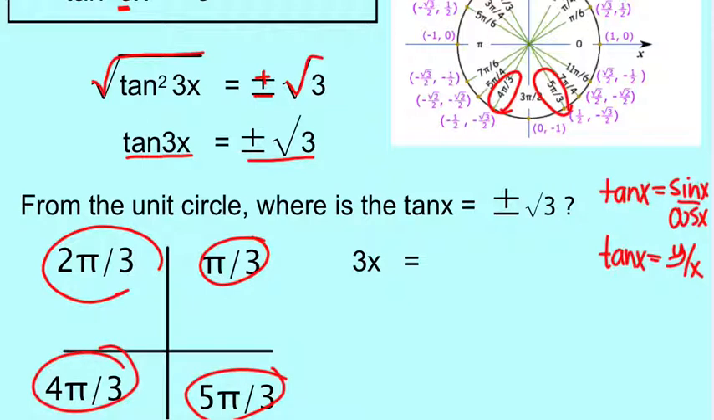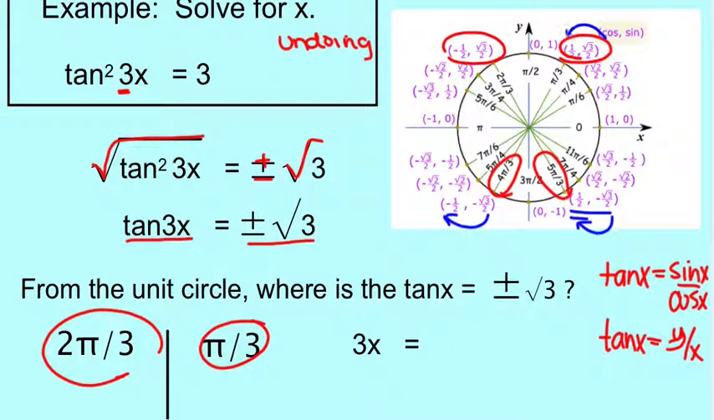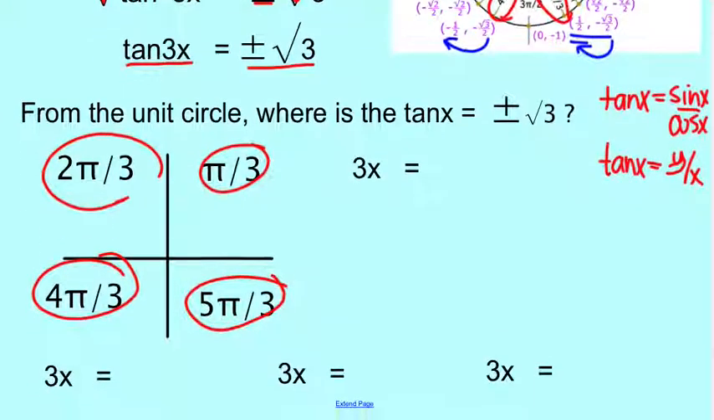They all will give you a plus or minus square root of 3 if you were to divide the ordered pairs, sine over cosine. You would get either positive or negative square root of 3. So we're going to do the same thing as in the last example. We're going to set each of them equal to 3x.